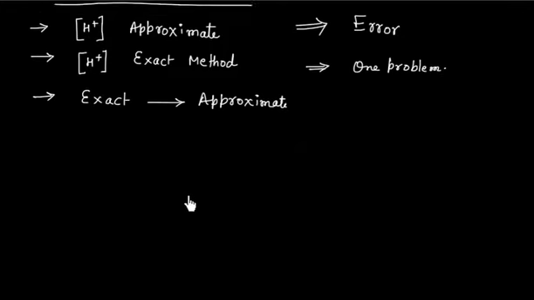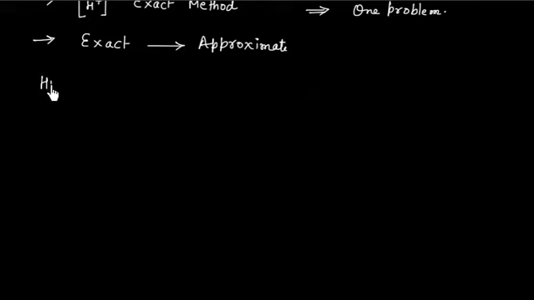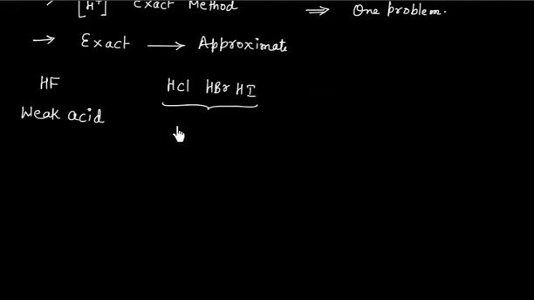So let us discuss. I take HF. HF is a weak acid. If you have some idea of acid base, HCl, HBr, HI, all these three acids are basically strong acids. But HF is a weak acid. The Ka value, the ionization constant value for HF, is 7 into 10 to the power minus 4. So this is the ionization constant value.